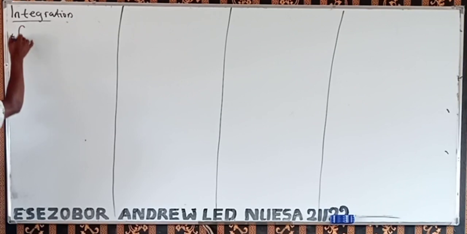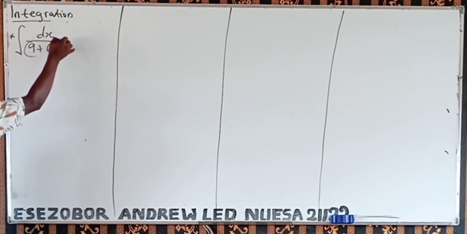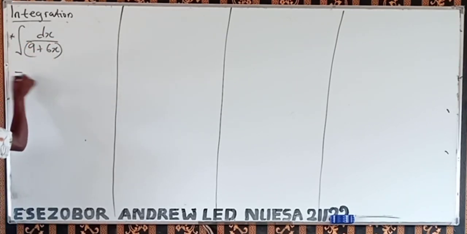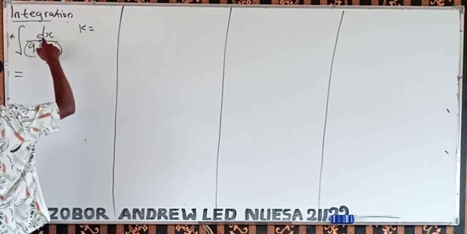Let's say we have the integral dx over 9 plus 6x. What will be the answer to this? For this case, what is our k? What's the coefficient of s? What is the coefficient of ds?